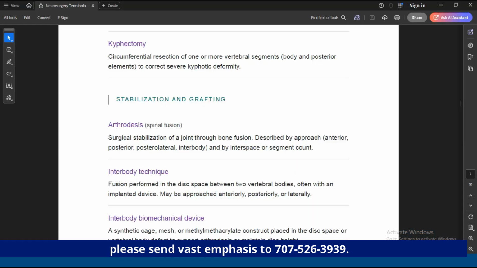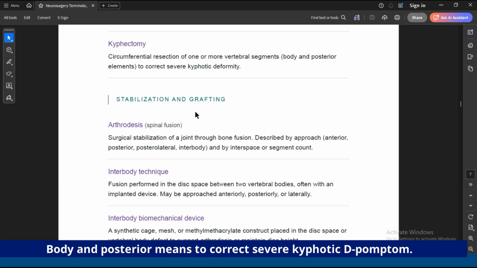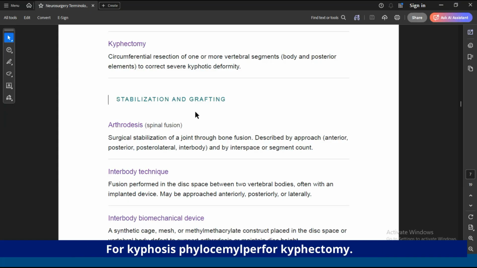Next, kyphectomy. Okay, so basically this kyphectomy is useful for kyphosis. So what is kyphectomy? Circumferential resection of one or more vertebral segments, body and posterior elements, to correct severe kyphotic deformity. For kyphosis, physician will perform kyphectomy.